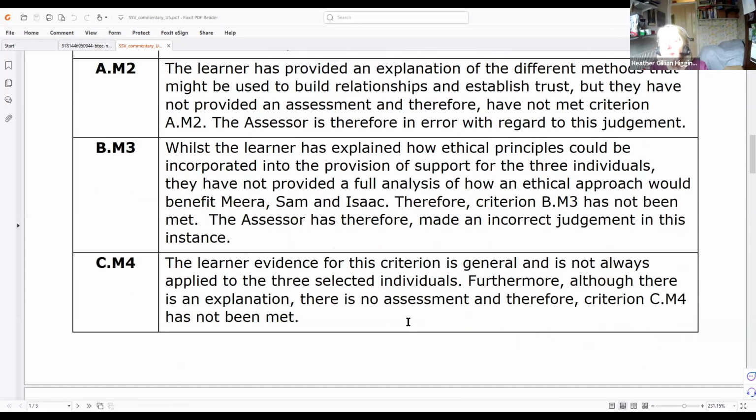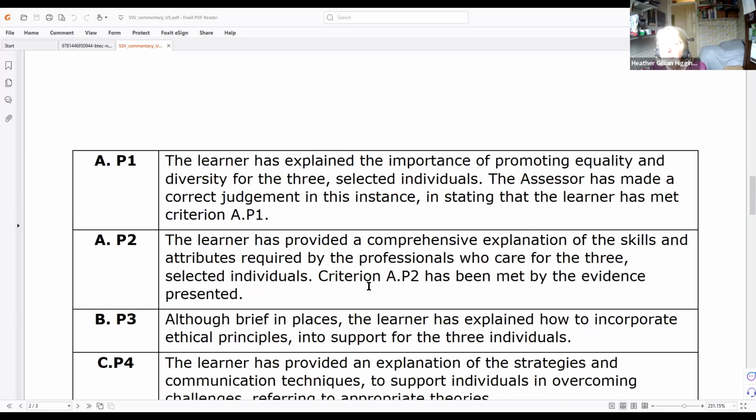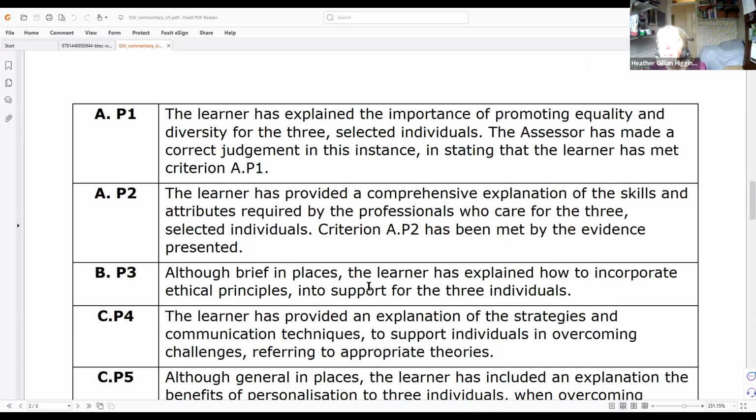Okay. The learner evidence for this criterion is general, so CM4 is very general. There's no explanation. Again, there's no assessment. The learners, I don't think they've understood what an analysis is or an assessment for these two criteria. AP1, the learner has explained the importance of promoting equality and diversity with the three selected individuals. They made the correct judgments in this instance, stating the learner has met AP1. Again, AP2, the learner has met AP2, comprehensive explanation of the skills and attributes required.